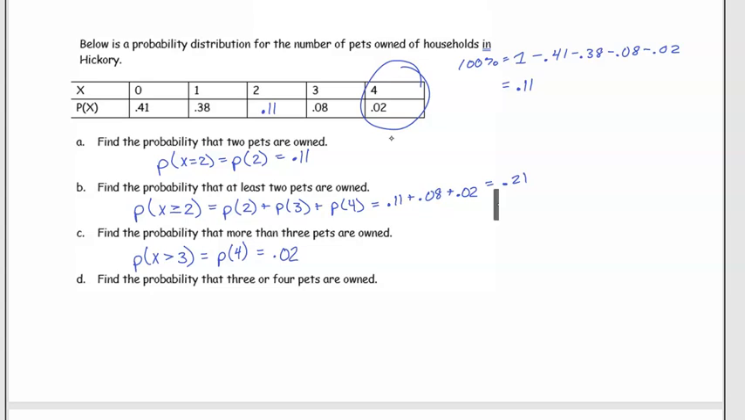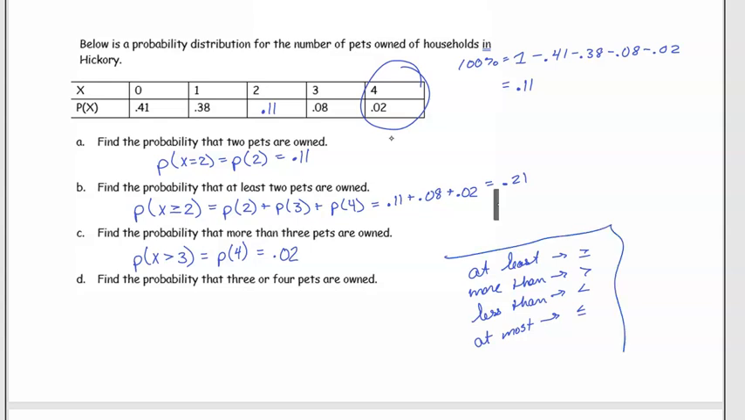We've got to be careful with the terminology that's being used here. At least means greater than or equal to. More than would be just greater than. If we saw less than, then that would be strictly less than. And if we saw at most, then that would be less than or equal to. So those are some key phrases and the symbols associated with those.